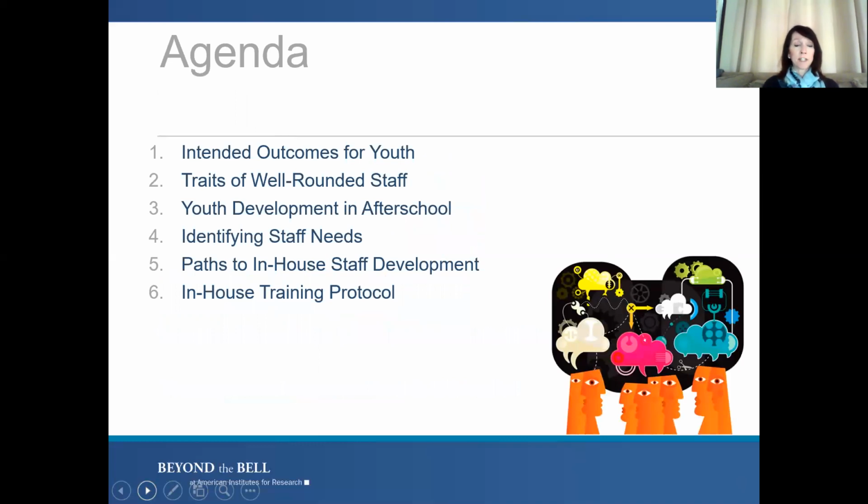All right, our agenda for today includes looking at intended outcomes for youth, traits of well-rounded staff. We're going to be looking at youth development. What is it? And what are the principles and practices of youth development? And what does that look like in after school? We're going to look at ways to identify staff needs, paths to in-house staff development, and finally, we're going to be looking at an in-house training protocol, and I am going to provide you with a few examples of what that would look like in action.